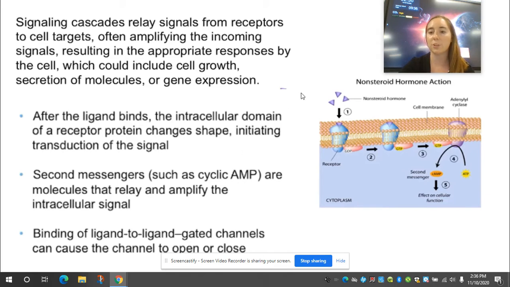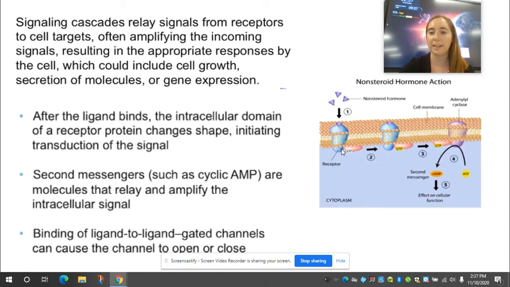Just a quick refresher one more time: there is a ligand that's going to bind to the intracellular domain of a receptor protein, and it's going to change shape. Pretty much all you need to know: the hormone is going to change the shape of our receptor once it binds.